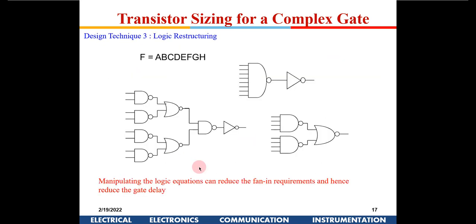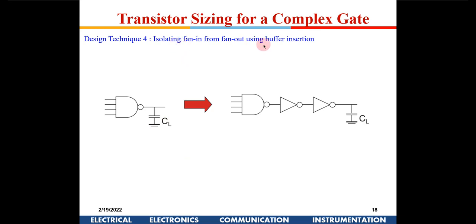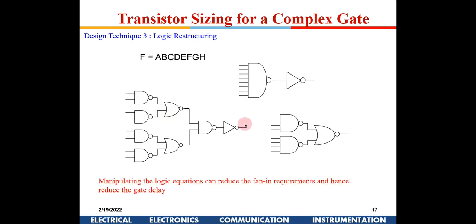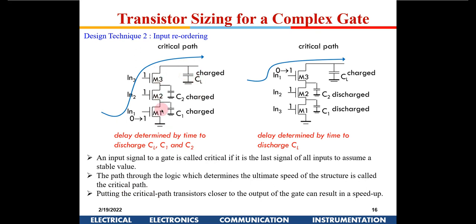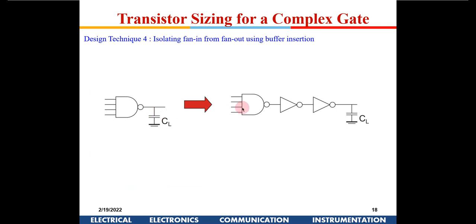I think I just have one more slide before we take a break. You can have this last technique, in which you isolate fan-in from fan-out. If I connect a large CL, you will find in this circuit that this CL has to go through this entire network. Instead of that, I can put in a small buffer here, so that the CL seen by the network is reduced, and then I can use a buffer to drive this CL. Now this gate is only an inverter, so you can size this inverter accordingly. So the fan-in problems of this gate can be reduced. This is the last technique which is available.